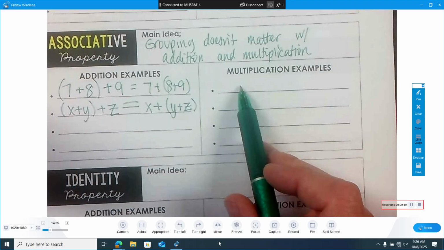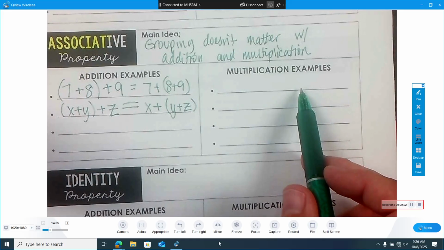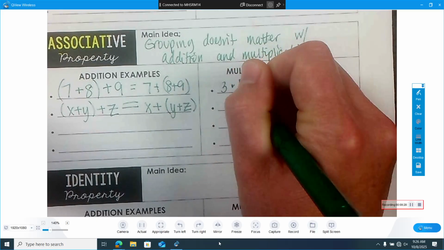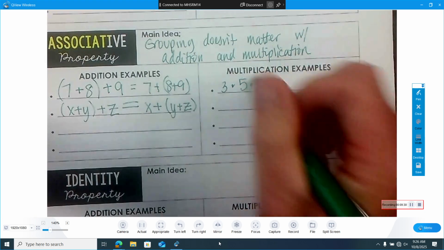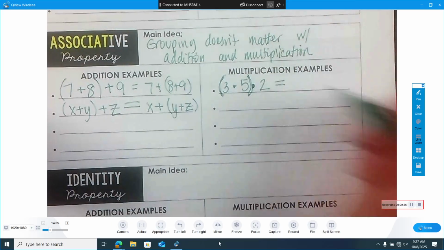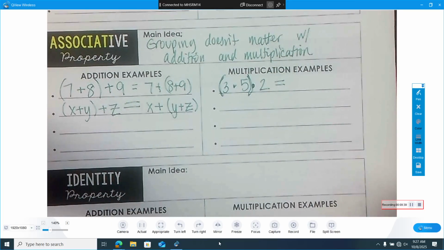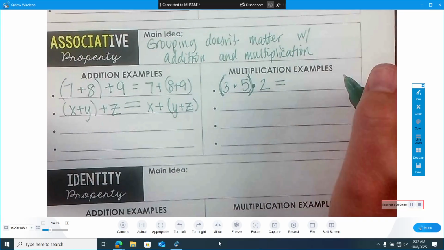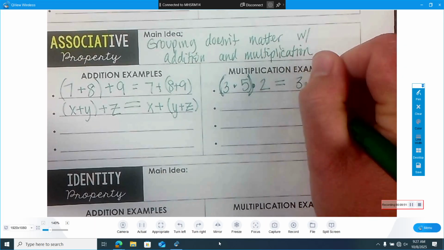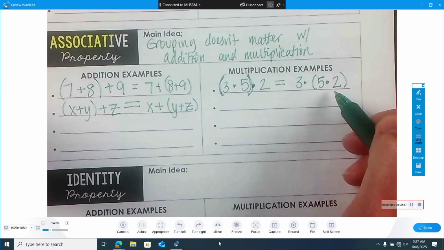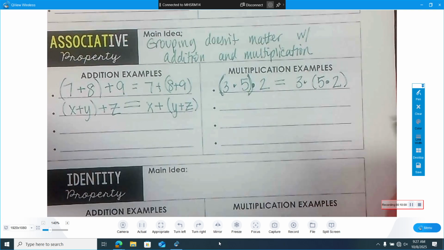What about multiplication? Is this true for multiplication? Let's think. Maybe I'm multiplying 3 times 5 times 2. And maybe I want to start by multiplying 3 and 5 together. And that's going to be the same as, what might be an easier way to multiply these numbers together? 2 times 5, yeah. So maybe I want to do the 5 times 2 first. I'd much rather get a 10 and then multiply it by 3. But I'm going to get the same result either way.